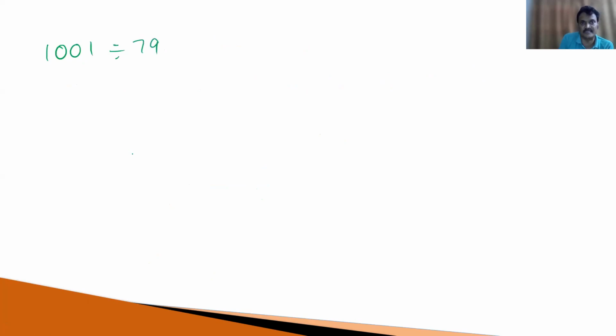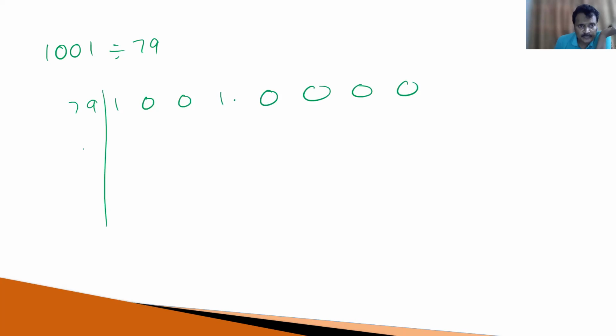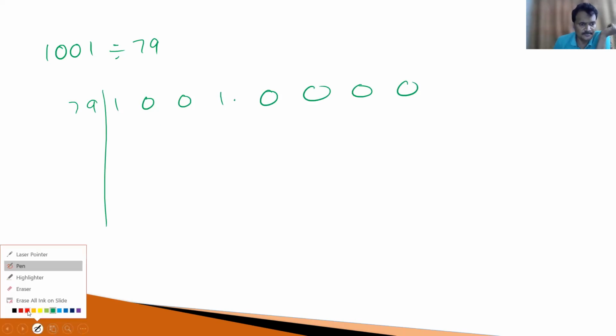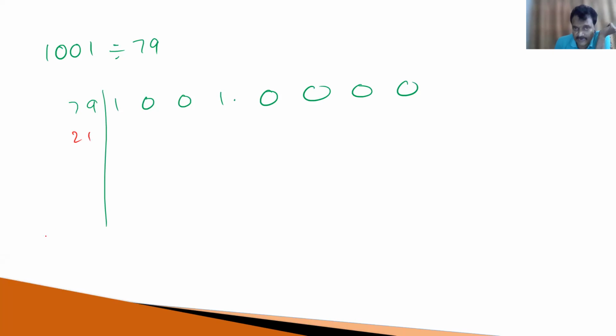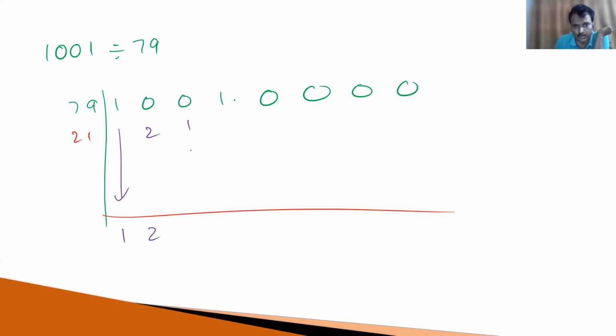1001 divided by 79. Okay, 79 into 1001.000. Now this is equal to 21, right? What is the first step? Straight away write down 1 as it is. 1 into 2, 2. 1 into 1, 1. 0 plus 2, that is equal to 2. 2 into 2, 4. 2 into 1, 2. Once you reach the decimal, just put a decimal here. Up to here, any doubt?